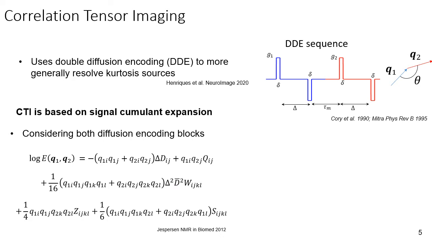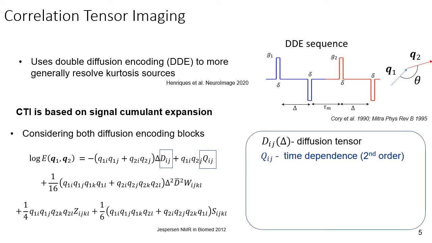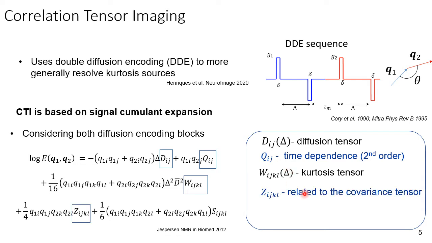Now considering the two diffusion blocks, we can see that the CTI model has more tensors. So which are these tensors? We will still have the diffusion tensor, then an extra tensor that will modulate time correlations between the two diffusion blocks on the diffusion tensor. Then we will have the standard kurtosis tensor, the Z tensor that, as I will explain, is related to the covariance tensor, and the AS tensor that modulates time correlations on the covariance tensor.